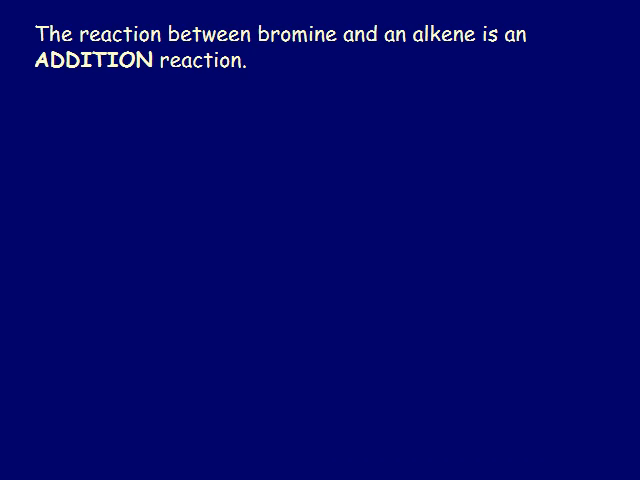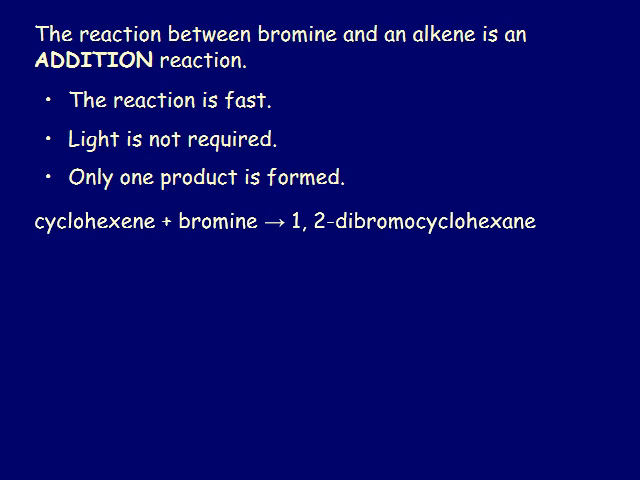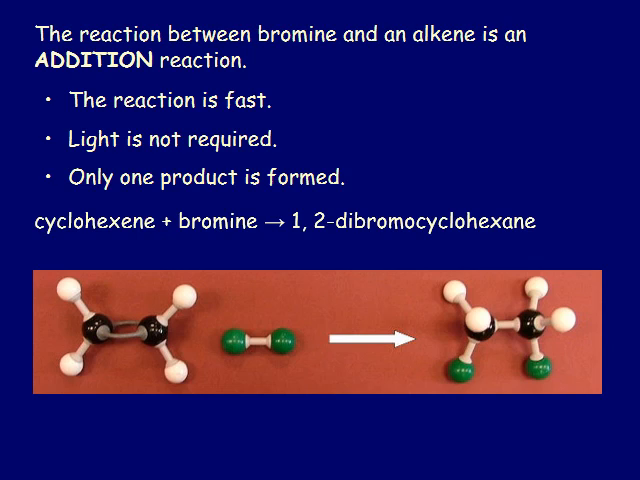So this reaction between bromine and an alkene is not a substitution reaction, it's known as an addition reaction. What's happened is that the bromine has added to the double bond of the alkene. The reaction is very fast, light this time is not required, and only one product has been formed. In this case, cyclohexene plus bromine gives 1,2-dibromocyclohexane. And you can see it here.